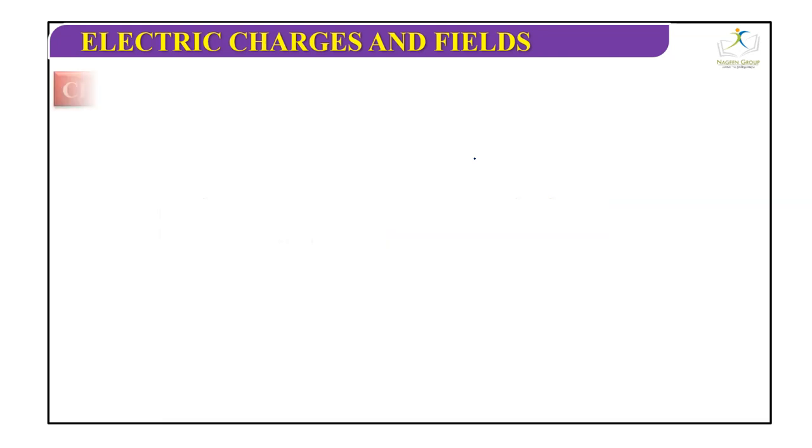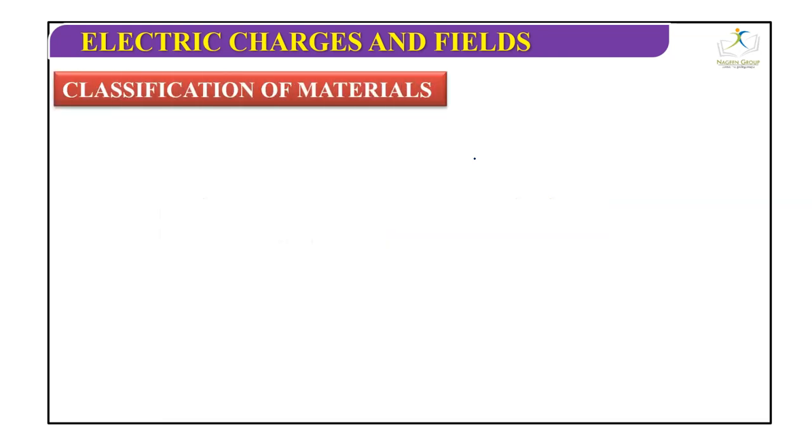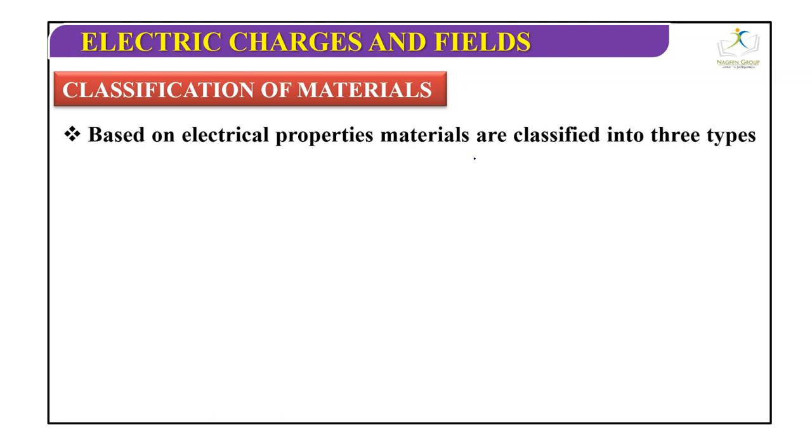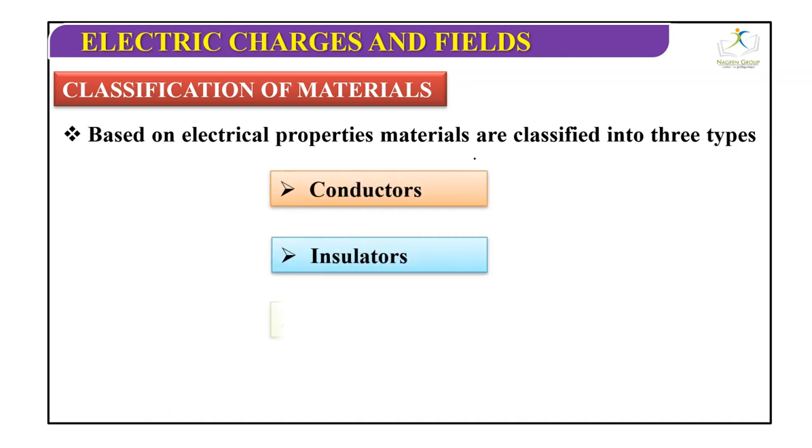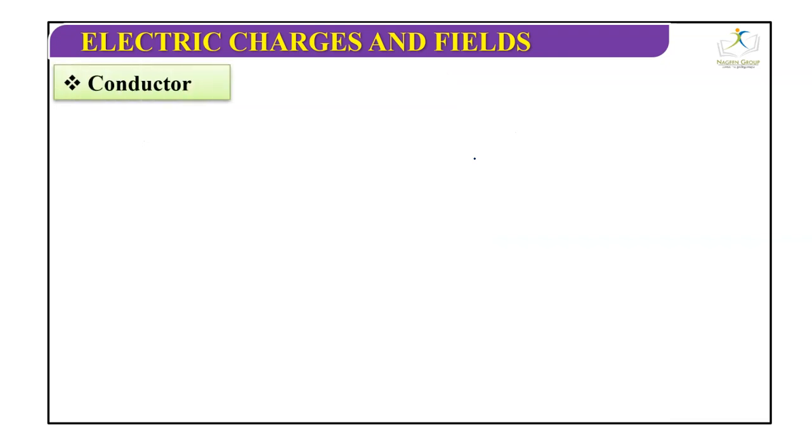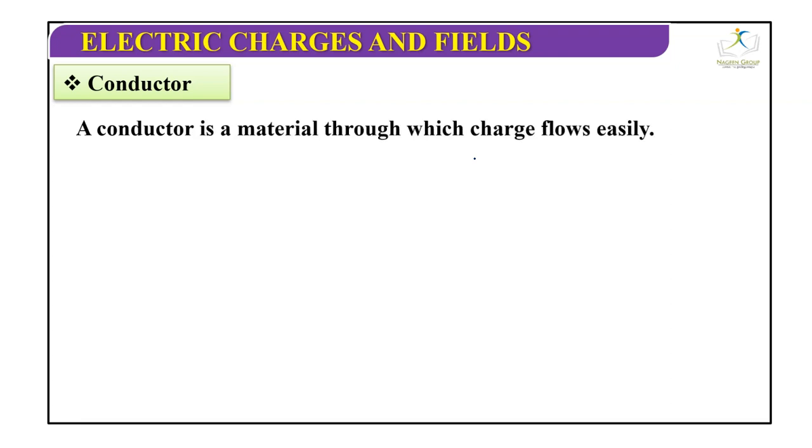Electrification. So what does it mean? See, we know that materials are classified based on some of their electrical properties in three basic ways: conductor, insulator and semiconductor. If I am talking about the conductor, a conductor is a material through which charges can flow easily. The material in which charges flow easily is a conductor, and the one in which charges do not flow is an insulator.